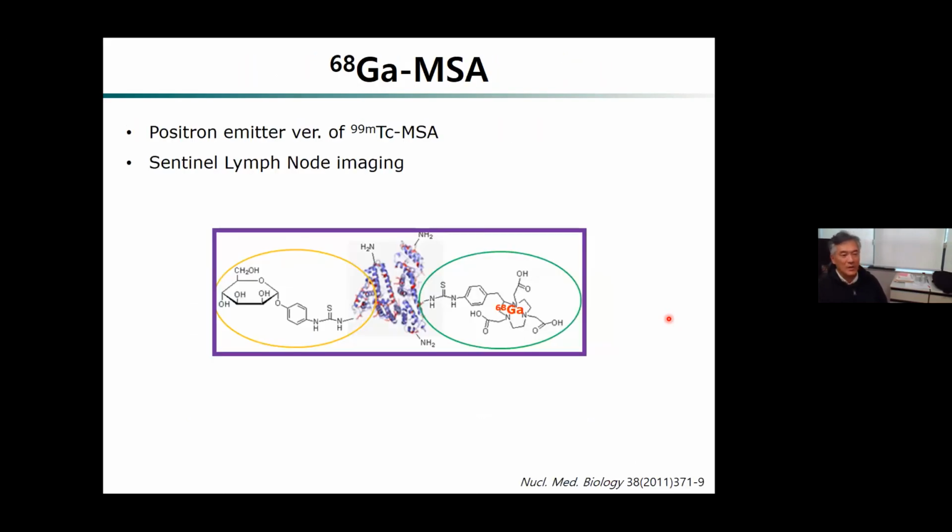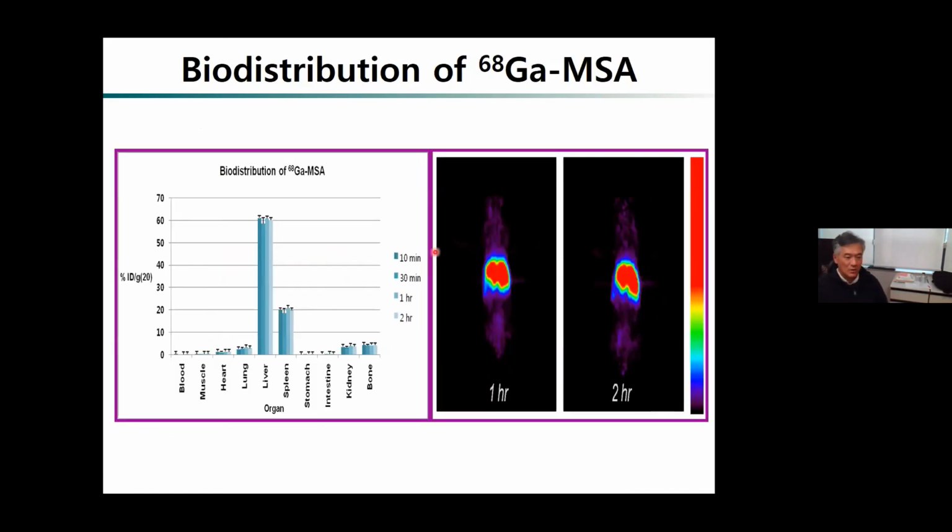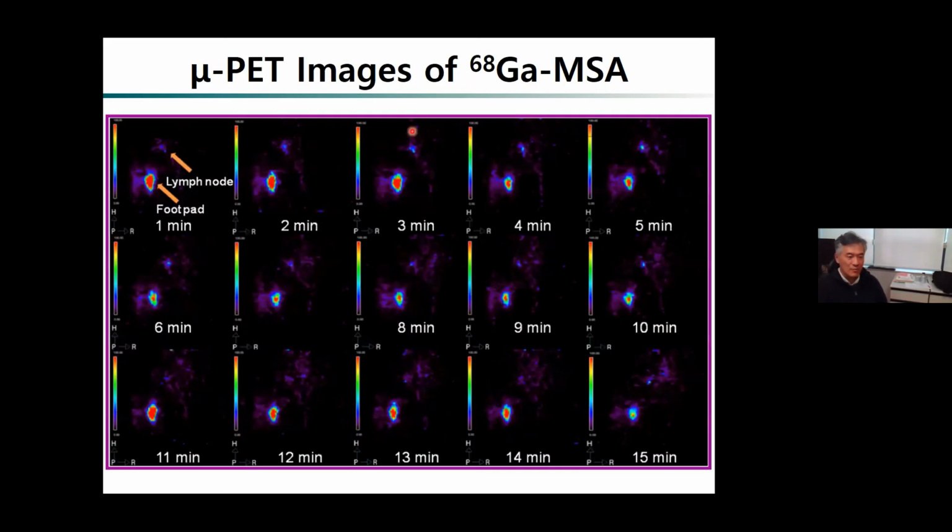And gallium MSA is good for sentinel lymph node detection and imaging. And also we confirmed the high liver uptake after the injection of gallium MSA, and the footpad injection of the gallium compound can clearly show the lymph nodes in the legs.